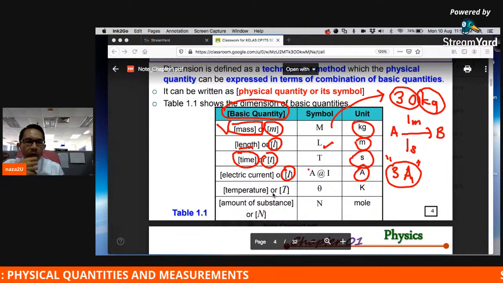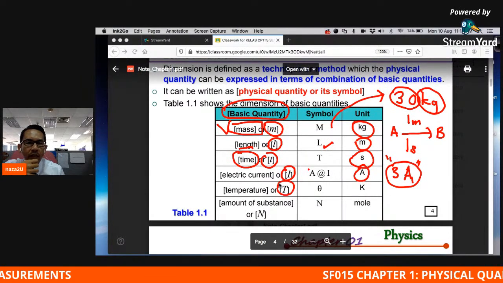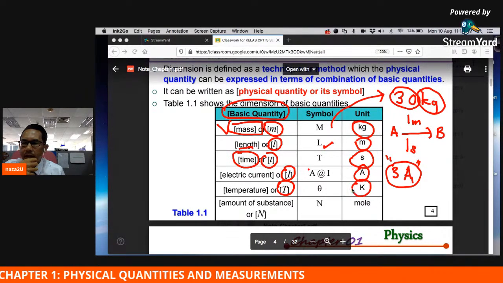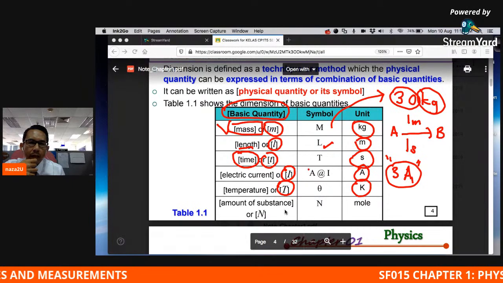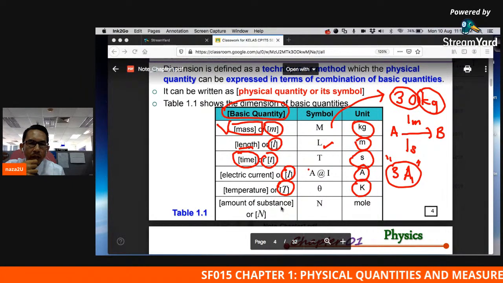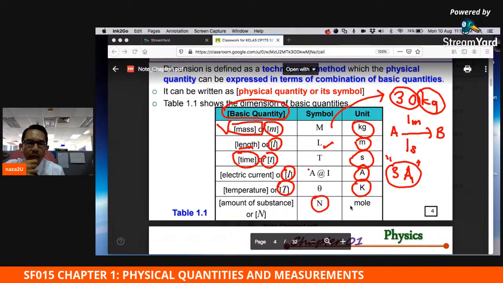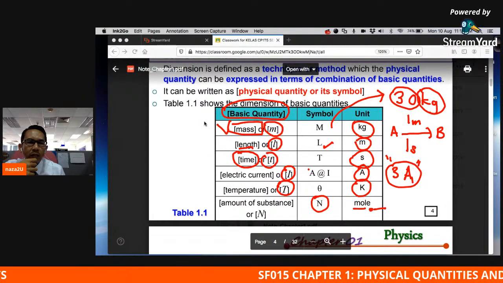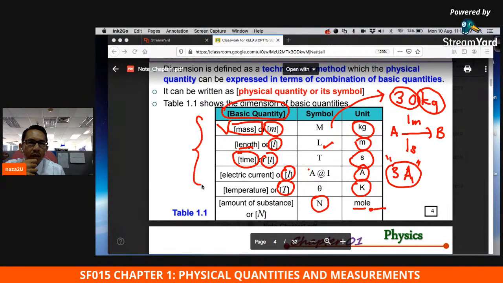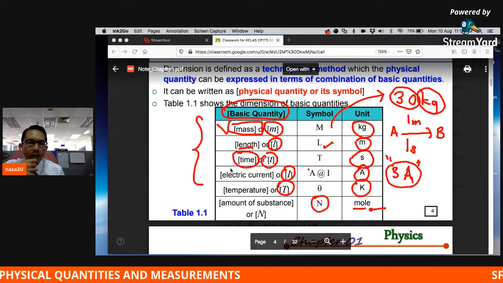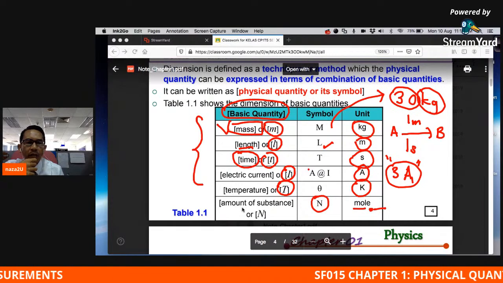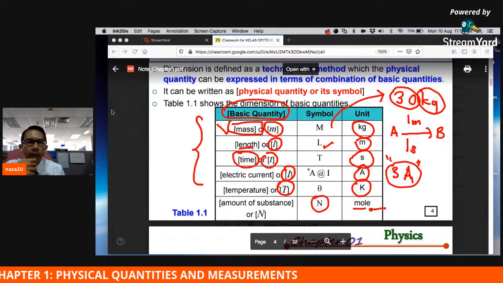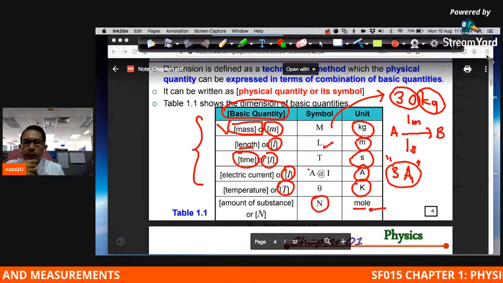So the next basic quantity is temperature, right? The symbol is theta. The unit is Kelvin. And the next is from chemistry, amount of substance. The symbol is n, and the unit is mole. So this is a basic quantity. Right? You have mass, length, time, electric current, temperature, and amount of substance. Mole. So go to the next.